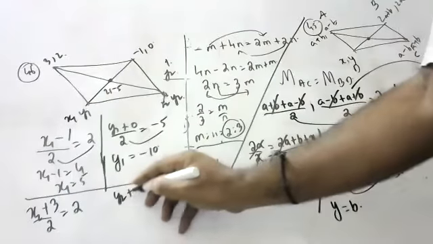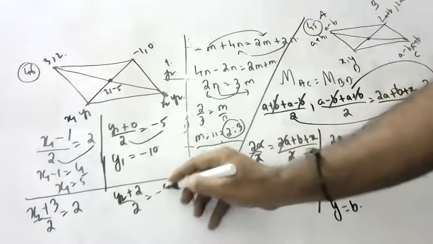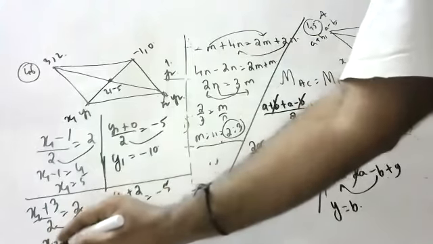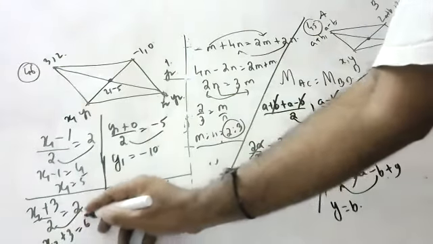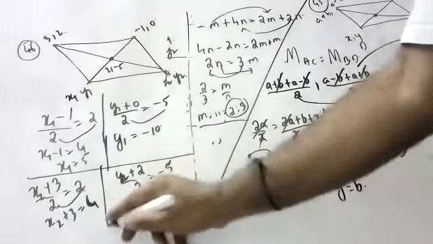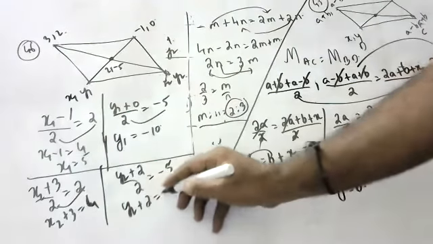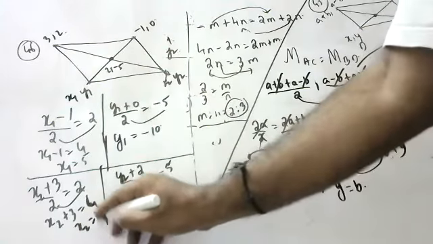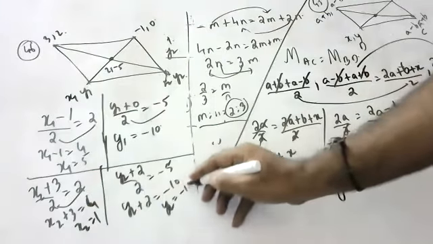Plus 2 by 2 equals minus 5. Minus 5, this goes here. Say x2 equals 1, sir. x2 is equal to 1. And y2 is equal to? y2 equals minus 12.